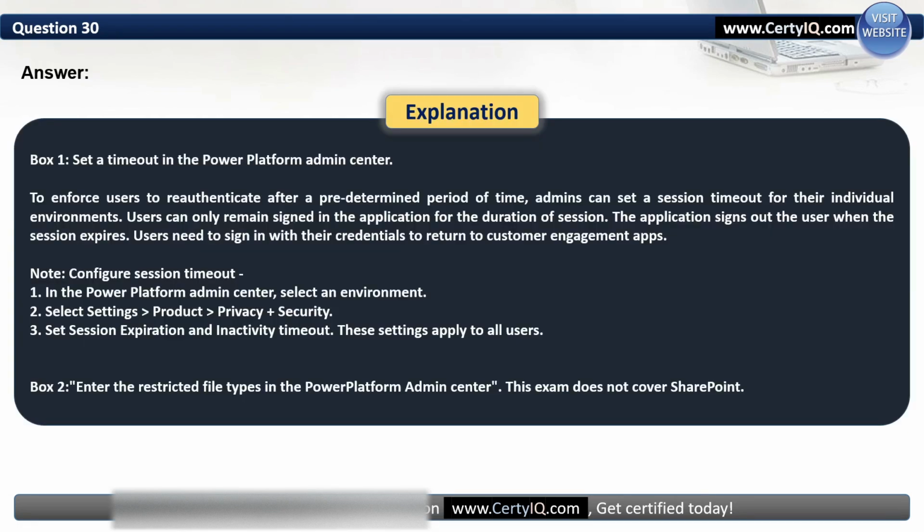About the options, box 1 is to enforce users to re authenticate after a predetermined period of time. Admins can set a session timeout for their individual environments. Users can only remain signed in to the application for the duration of the session. The application signs out the user when the session expires. Users need to sign in with their credentials to return to customer engagement apps.